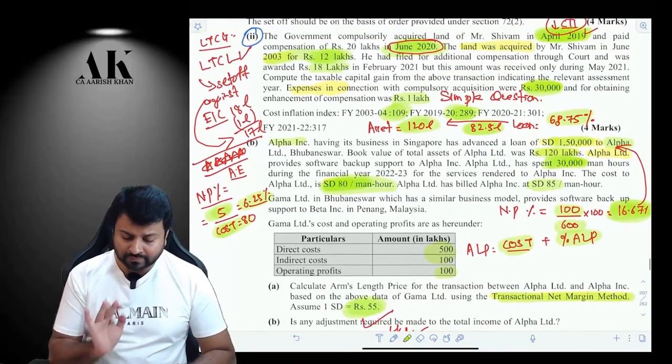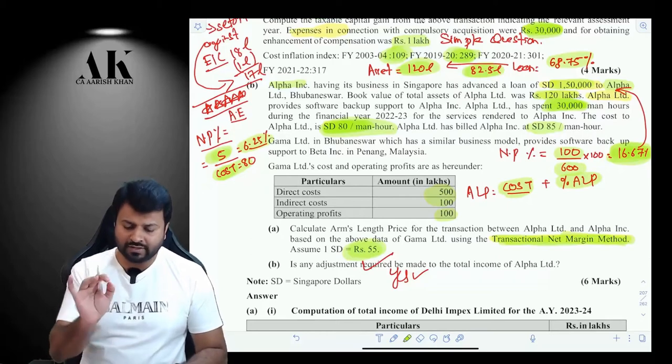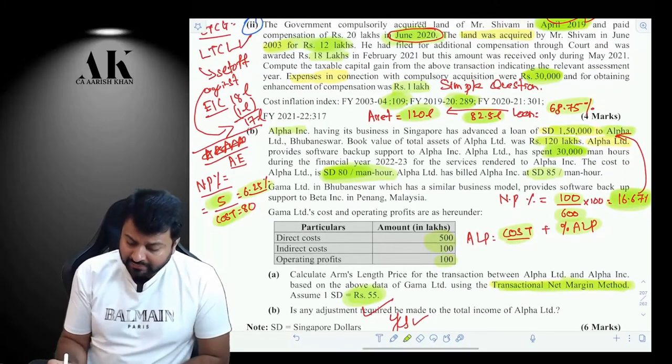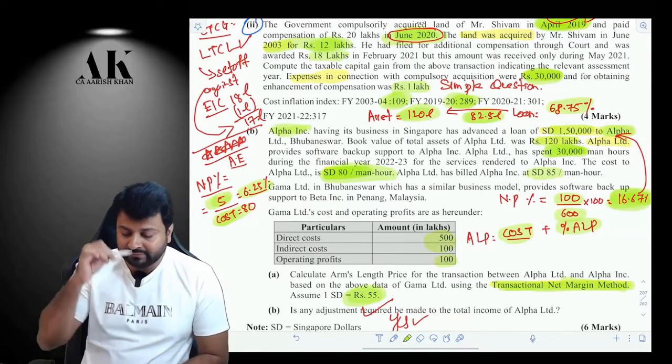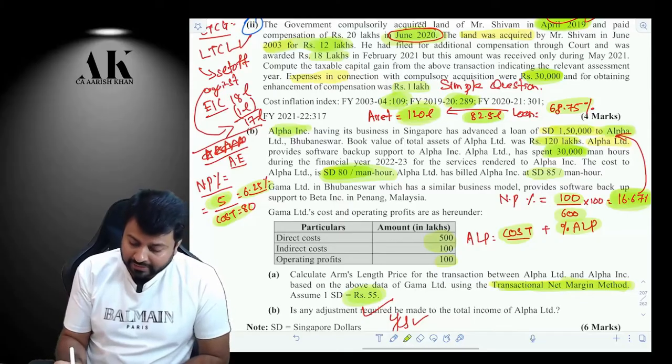Okay. The next one is a very, very good question over here. Very beautiful question. This question is on transactional net margin method. You have to do this question before exam. It's a very, very good question, and this question has not come earlier. Now, there are two companies over here. One is Alpha Limited, which is in India, and Alpha Inc., which is outside India. Okay. And if I compare both of them, the assets of Alpha Limited is 120 lakhs.